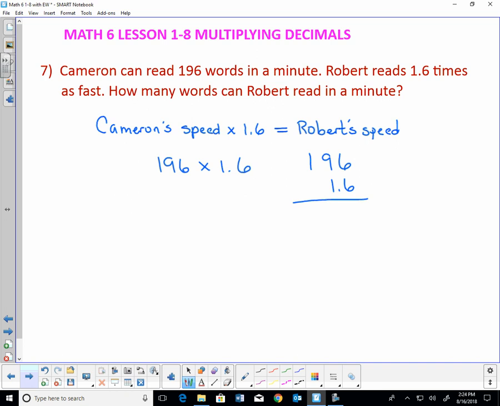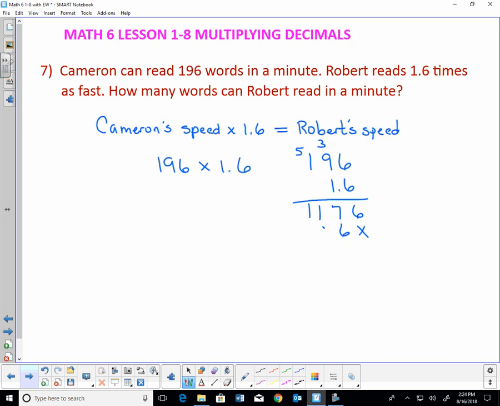6 times 6 is 36, carry my 3. 6 times 9 is 54, plus 3 is 57. 6 times 1 is 6, plus 5 is 11. I'm done with the 1's place. Or in this case, the 10's place. We're multiplying by the 1 in the 196. Now I'm going to multiply by the 1. 1 times 6 is 6, 1 times 9 is 9, 1 times 1 is 1.